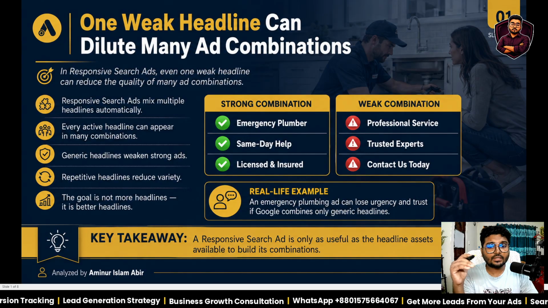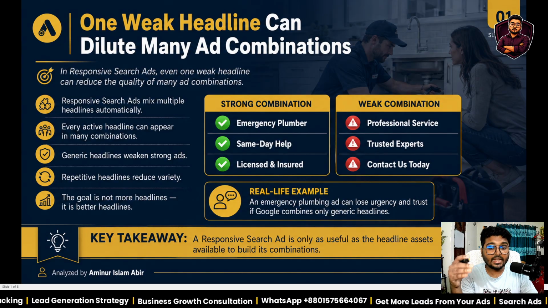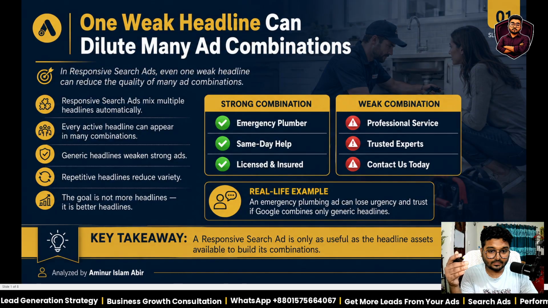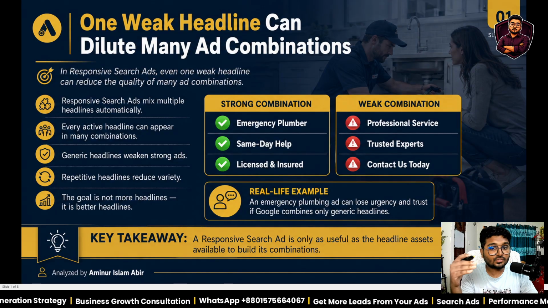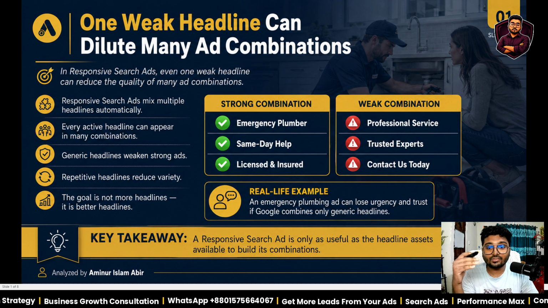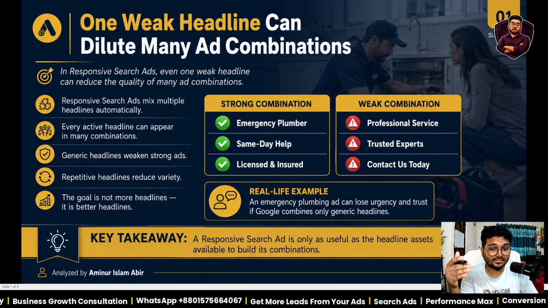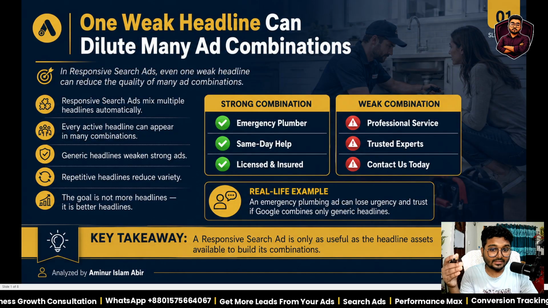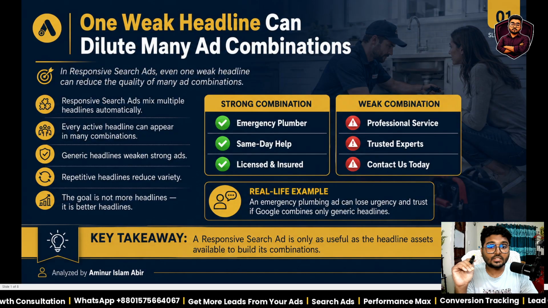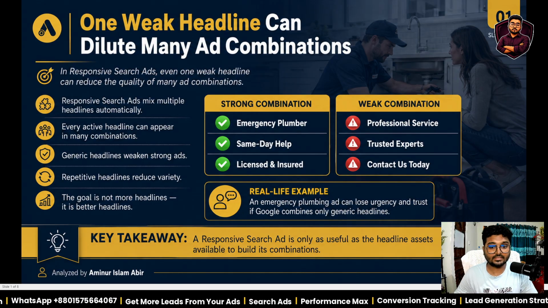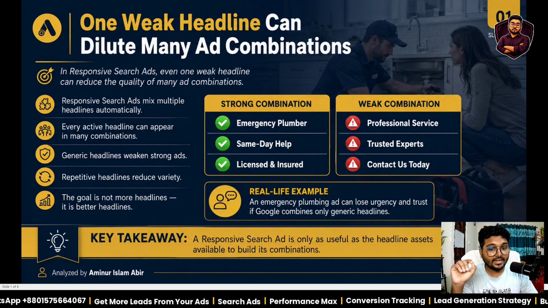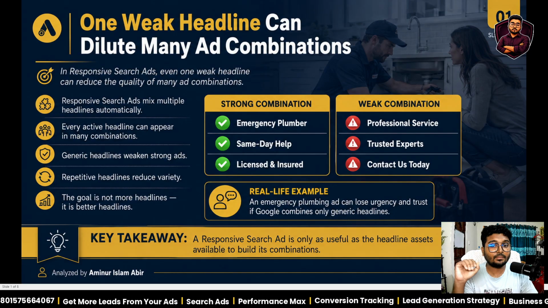The quality of an RSA depends on the quality and variety of its headlines. Adding 15 headlines does not always improve the ad. Generic or repeated headlines can take space without adding a new message. A responsive search ad is only as strong as the headlines available to it. Before replacing a headline, we need to define what makes it weak.